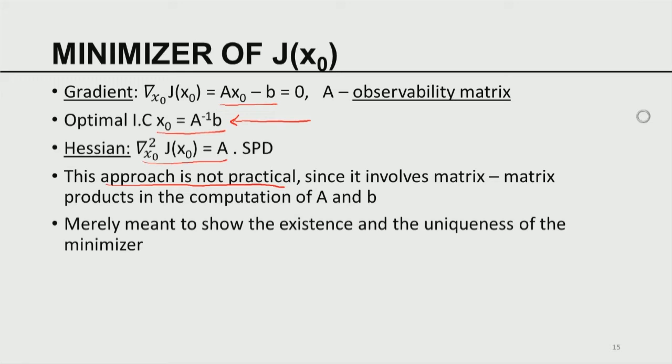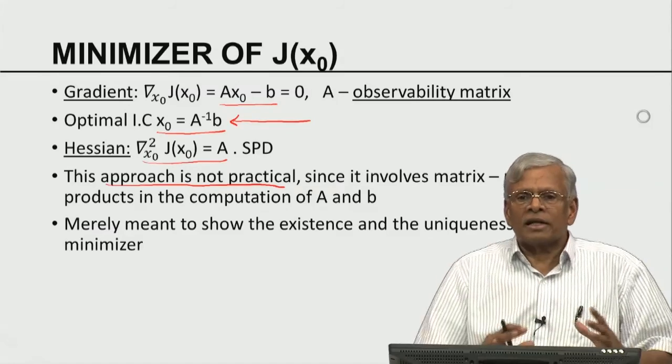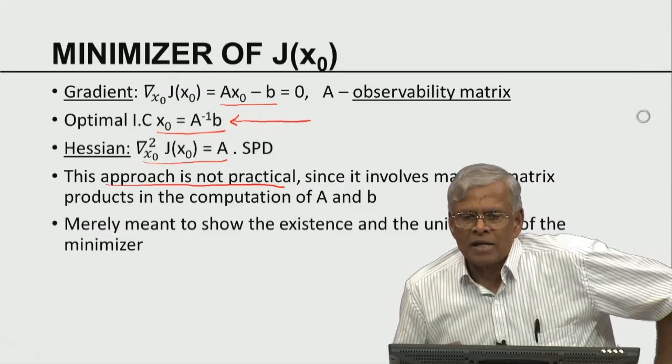The reason for doing this is not because it is practical, but because it brings out the essence of the problem. The essence of the problem is that when the model is linear, the observations are linear functions of the state, the J function so concocted reduces to a standard quadratic convex functional, which has a unique minimum. Therefore, an optimizer exists. I can in principle give an expression for the optimizer. So I have theoretically solved the problem, but this way is not practical.